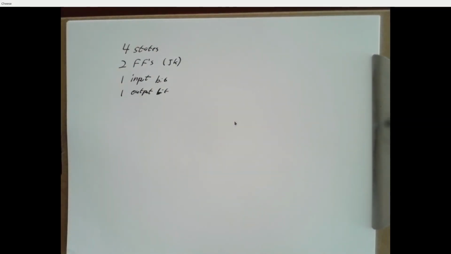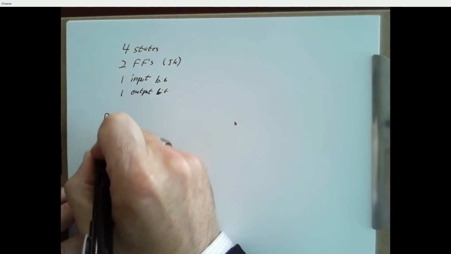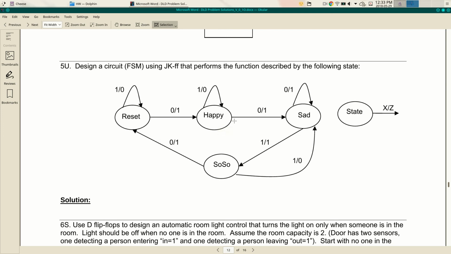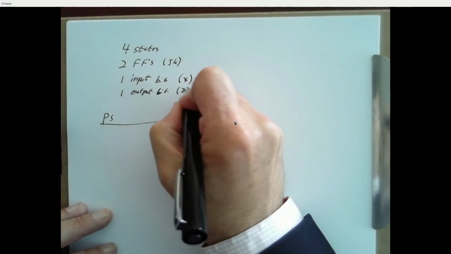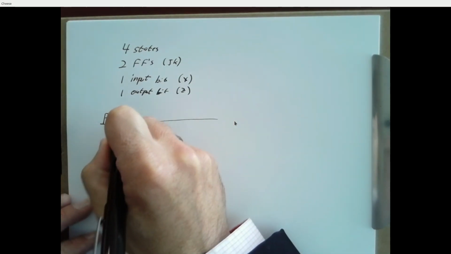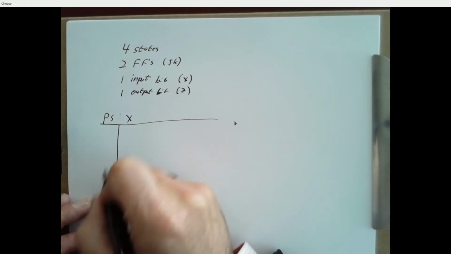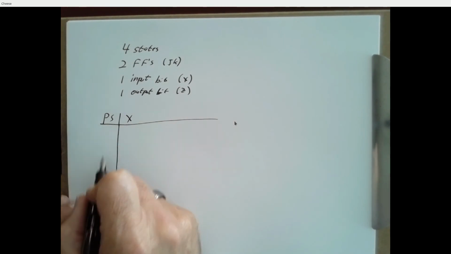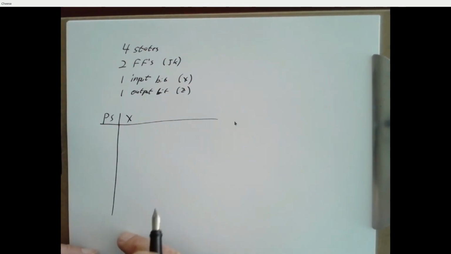So the specifics you have to fill in from the table, but our general table is going to look like this. So present state. And do they call the input X and the output Z? Yeah. So 1 input bit is X, 1 output bit is Z. So present state and X. And there's going to be 4 possible present states, and for each of those there's 2 possible X's. That's going to give us 8 rows.